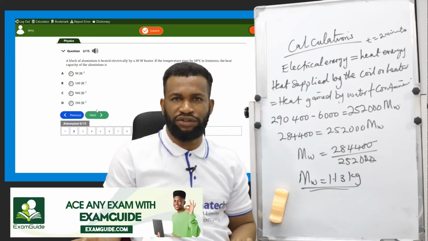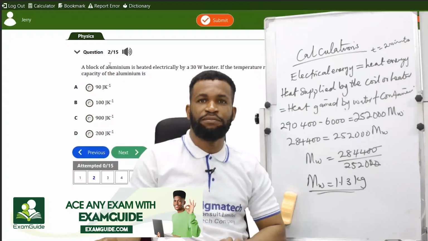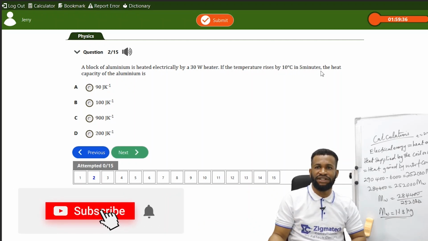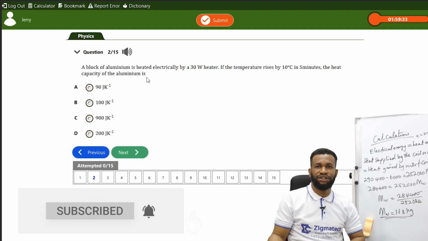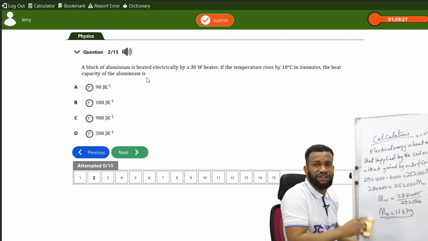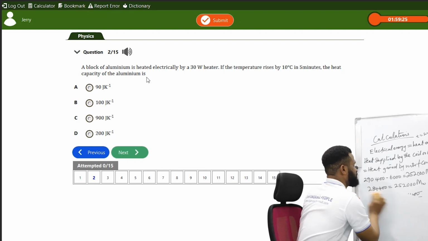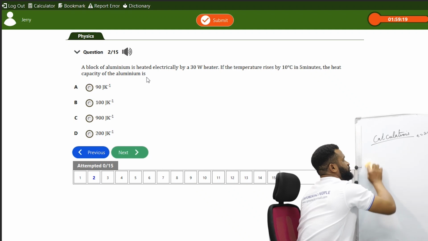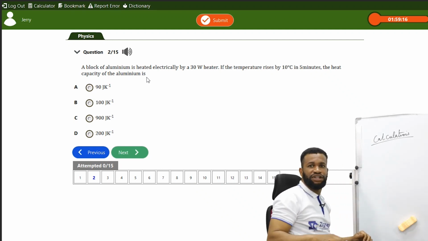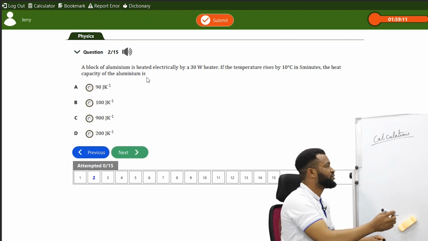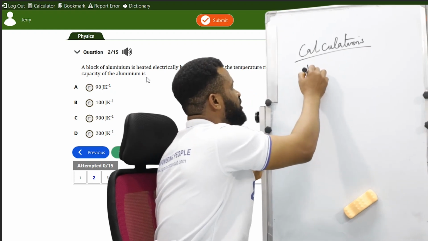Okay, we have this first question, and we are going to take it. A block of aluminum is heated electrically by a 30-watt heater. If the temperature rises by 10 degrees in 5 minutes, the heat capacity of the aluminum is. Remember, heat capacity, not specific capacity. Now, the one thing here is that we are not looking for the specific capacity. They say we should find the heat capacity of the aluminum.